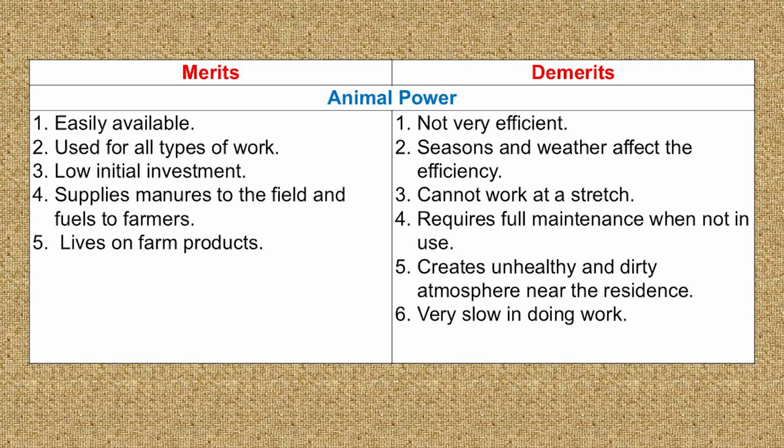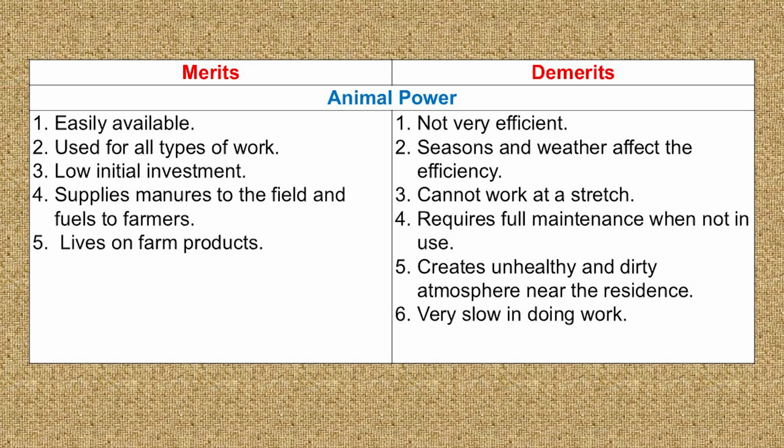They can be used for all types of work, just like human beings. With the help of animals, we can plow the land, we can sow the seed with suitable devices, and we can weed the crop with suitable equipment or implements. We can harvest the crop, thresh the crop, and lift water with water lifting devices driven by animal power. So animal power can be used for all kinds of work. They also need low initial investment. Animals do not require much investment, as is the case with tractors and power tillers.